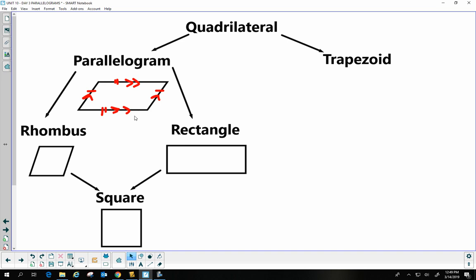If you look at this tree, it's important to know that any property a parallelogram has, a rhombus has, a rectangle has, and so does a square. Any property that a rhombus has, a square also has. Any property that a rectangle has, a square also has. So a square is a regular quadrilateral because all the sides and angles are the same. It's like a combination of all the different parallelograms put into one.